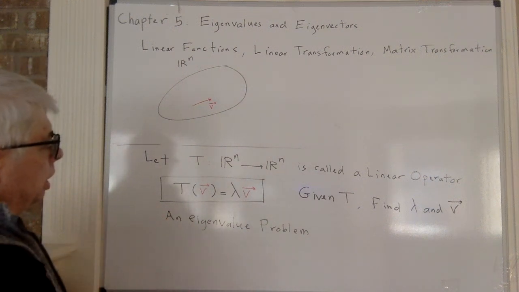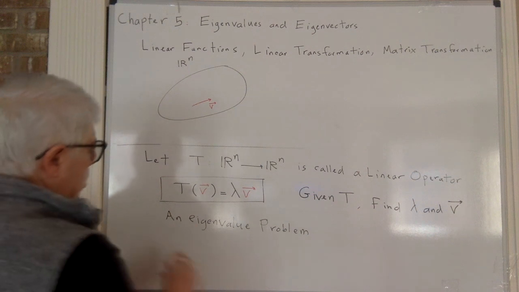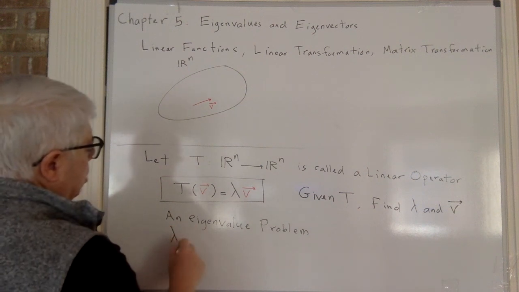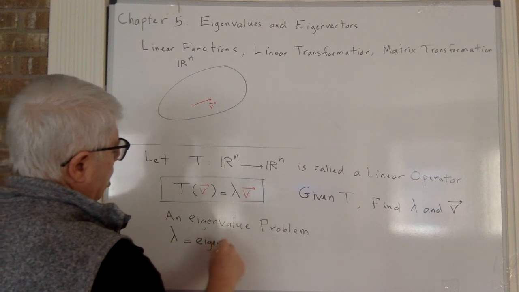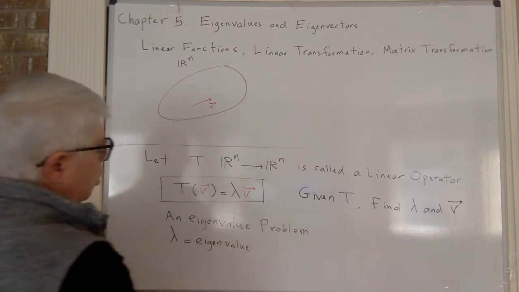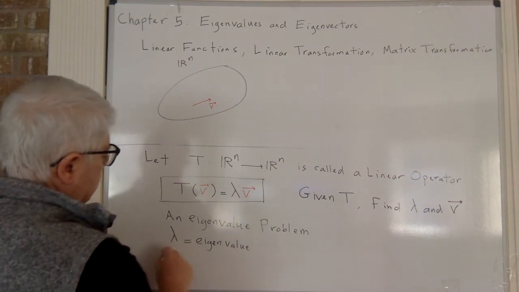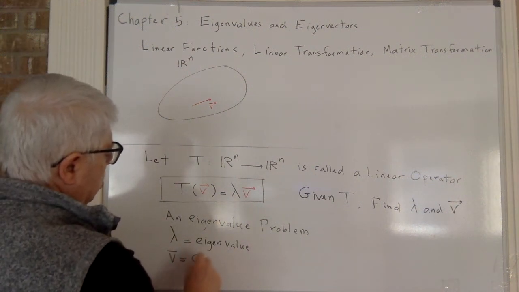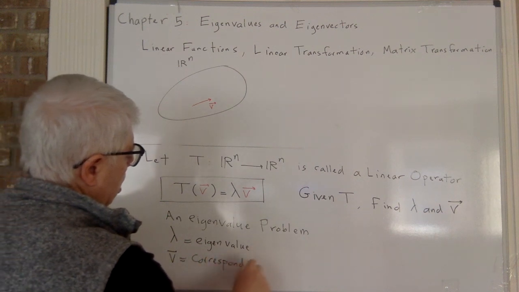And here lambda is called an eigenvalue of T, and V is the corresponding eigenvector.